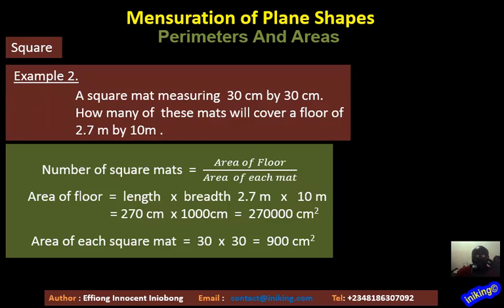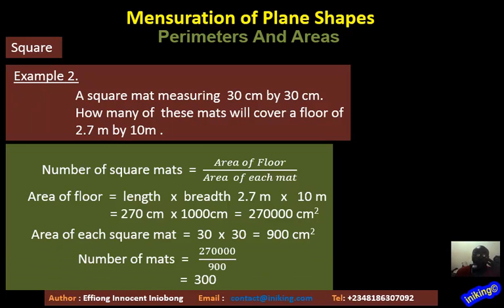So we have 270,000 centimeters square, and each square mat is 30 by 30. That's 900 centimeters square. So number of mats will be 270,000 centimeters square divided by 900 centimeters square, and that gives us exactly 300.